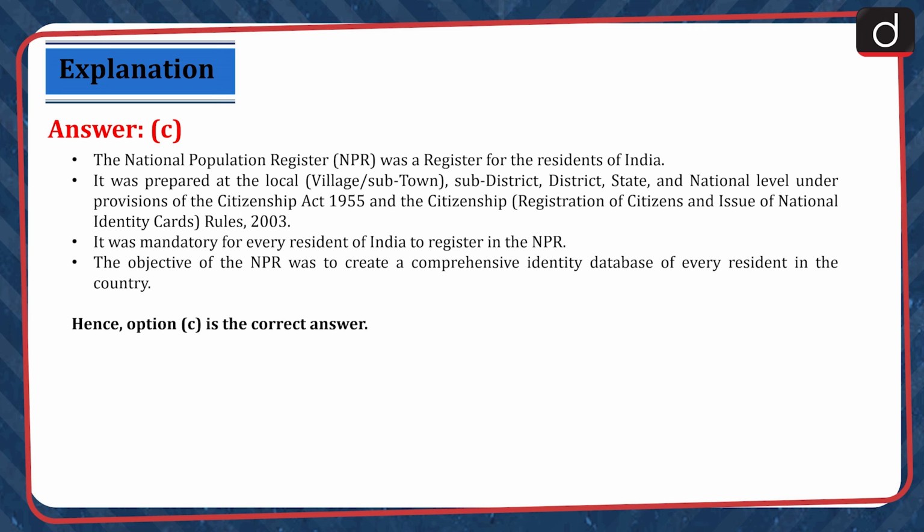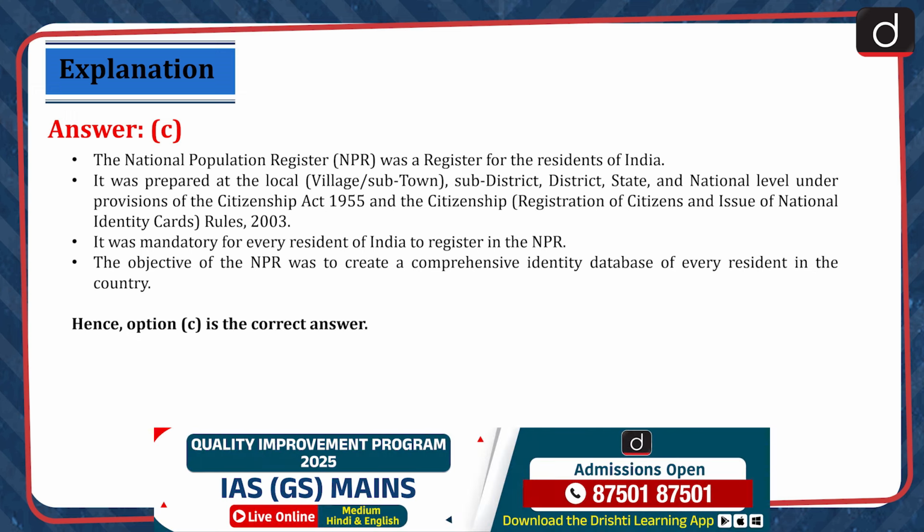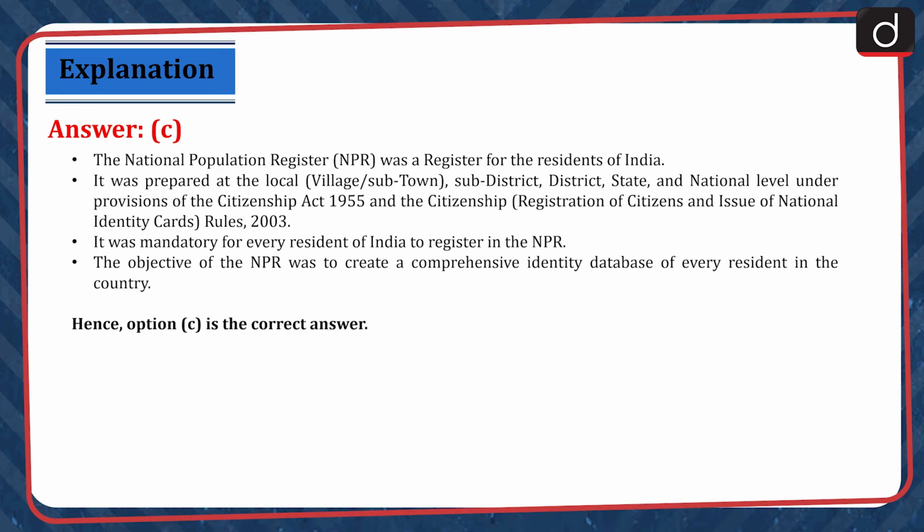It was prepared at the local, village or sub-town, sub-district, state and national level under the provisions of the Citizenship Act 1955 and the Citizenship, Registration of Citizens and Issue of National Identity Cards Rules 2003. It was mandatory for every resident of India to register in the NPR. The objective of NPR was to create a comprehensive identity database of every resident in the country. Hence, option C is the correct answer.